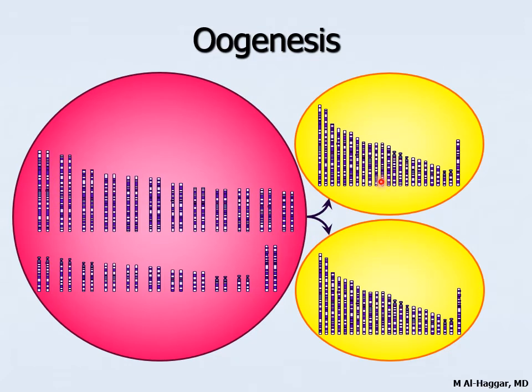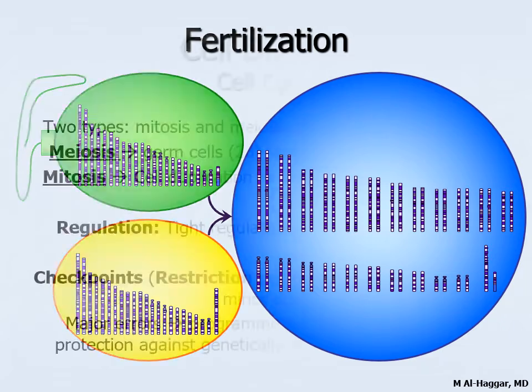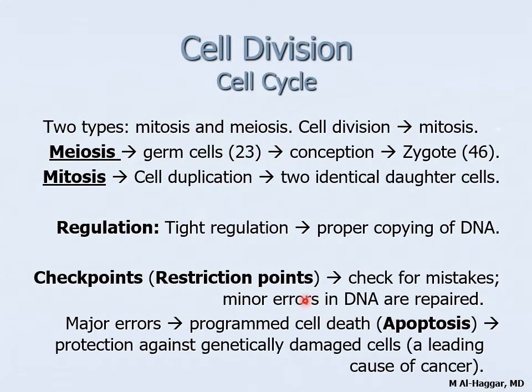Oogenesis results in the formation of only one type of ovum, all containing the X chromosome. So the type of the sperm determines the sex of the offspring. During fertilization, the sperm penetrates by the head only into the ovum to form the zygote, rendering the number of chromosomes again 46. Cell division is of two types.